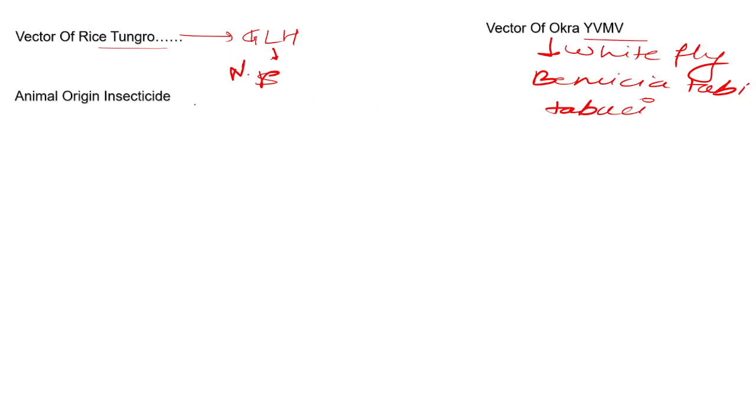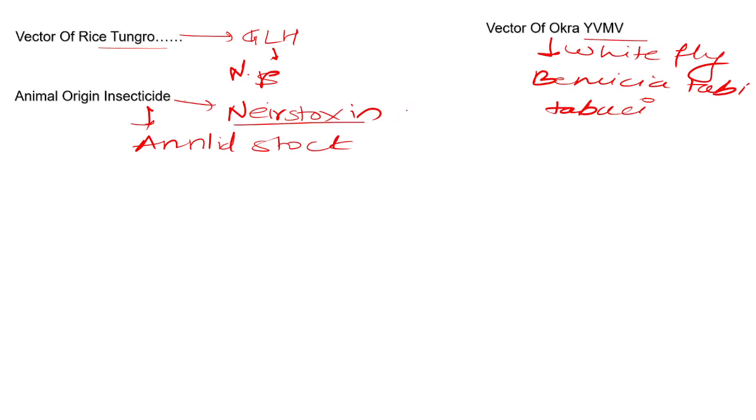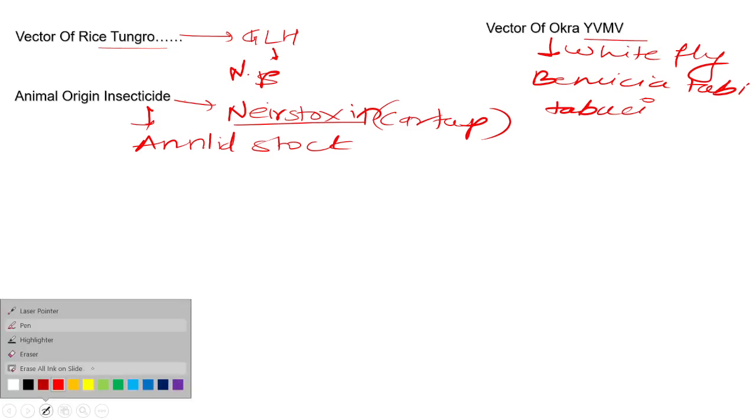Then next question is animal originated insecticide. Animal originated insecticide is Nereistoxin, which is originated from Lumbriconereis heteropoda. What we call it as Nereistoxin, and their common name is Cartap. Keep in mind, it is known as Cartap.